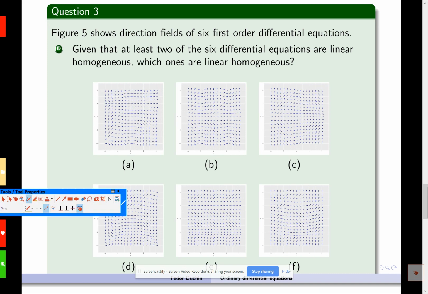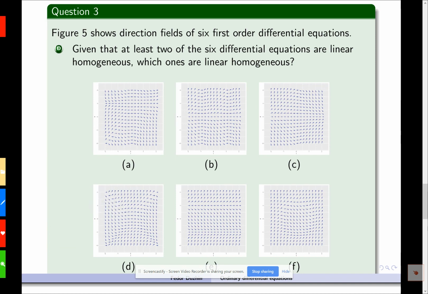Right, so what is a linear homogeneous equation? Let me remind you. A linear homogeneous equation is an equation of the form y prime equals p of t times y. If it were linear non-homogeneous, then we would have plus something else, like plus g of t. But if we don't have plus g of t, then it is linear homogeneous. So what is special about linear homogeneous? Notice that y equals 0 is a solution.